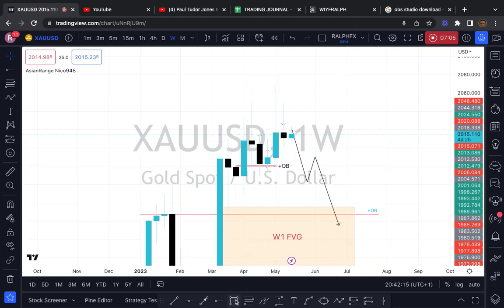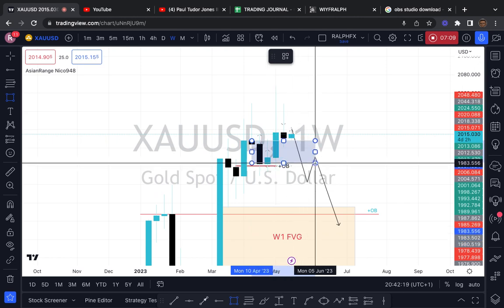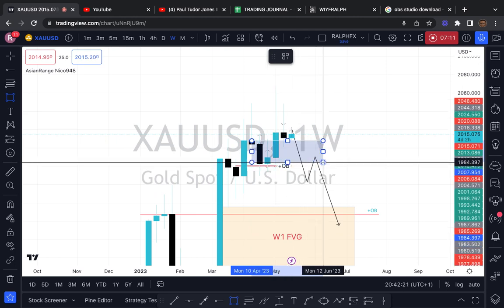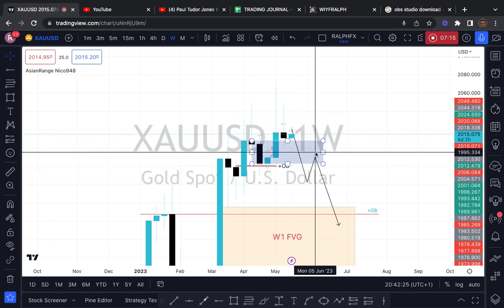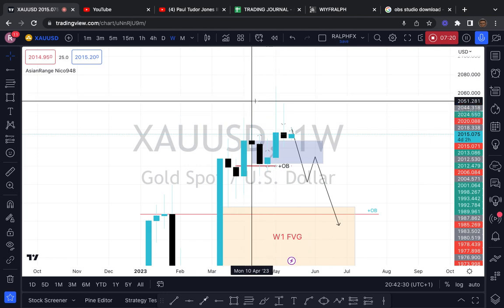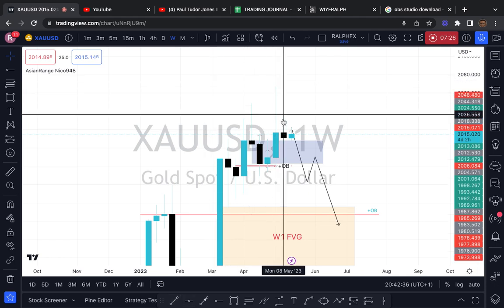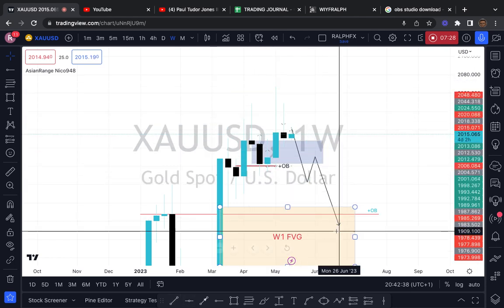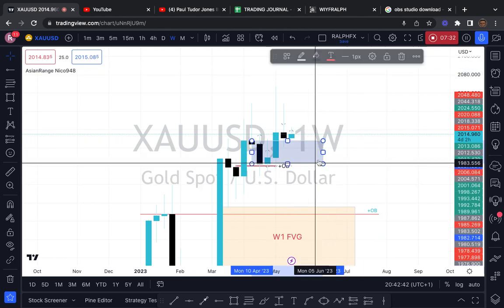These two down candles right here could be a potential breaker block, if price falls through here. It could act as a potential breaker block. Price breaks higher, a false break. This would be a potential turtle soup pattern: a false break above these highs, and then price comes this way. So that's a potential breaker block right there.